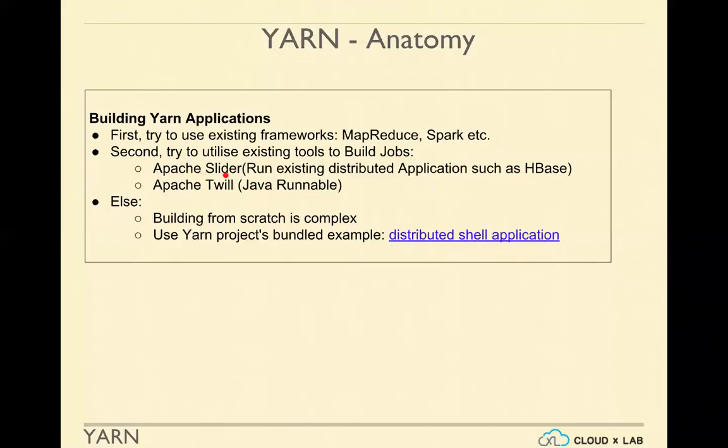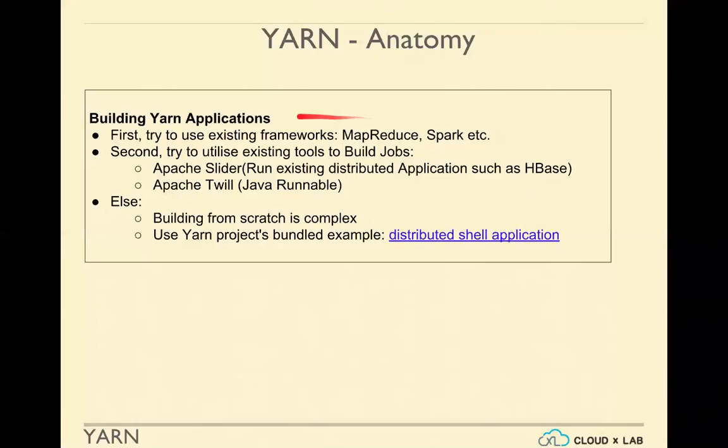What it does is it makes you run any Java application, any distributed application on the cluster inside Yarn. So for example, let's say you have some tool already running normally, and you would like to run it inside Yarn, you could use Apache Slider. Then the second one is Apache Twill. It basically runs the Java runnable everywhere.